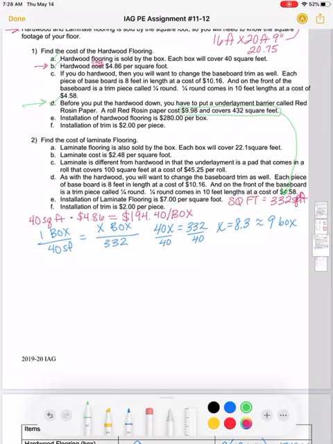Okay, it says if you do hardwood, you need to change the baseboard. Each piece of baseboard is 8 feet in length and costs $10.16. On the front of the baseboard is a piece of trim called quarter round. Quarter round comes in 10 feet length at the cost of $4.58.